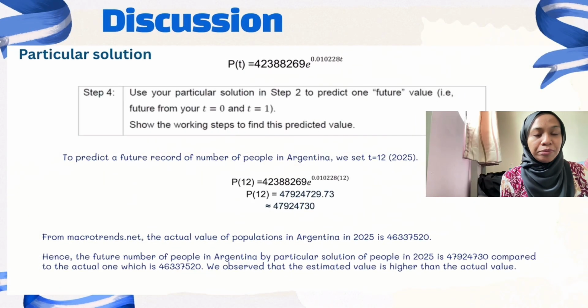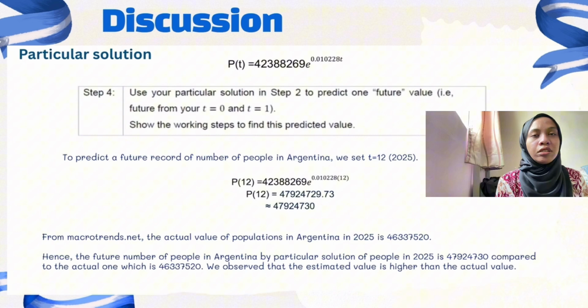Move on to the discussion part. In this part, we are going to discuss the particular solution that we have calculated. Based on the books, the particular solution formula is P equals A e to the power of kt plus C. In this discussion part, we showed how we're going to get the k.